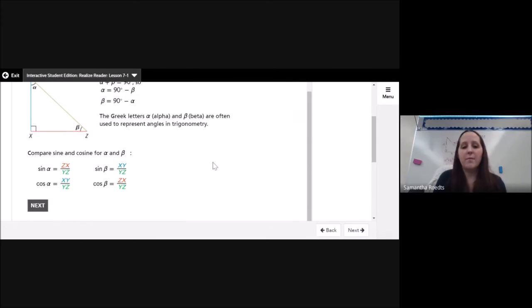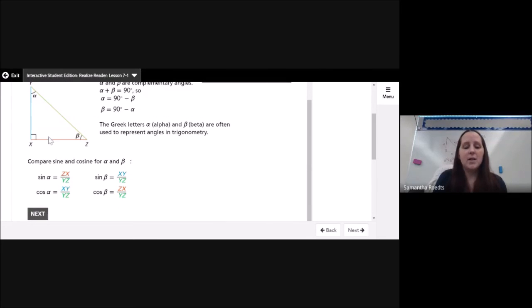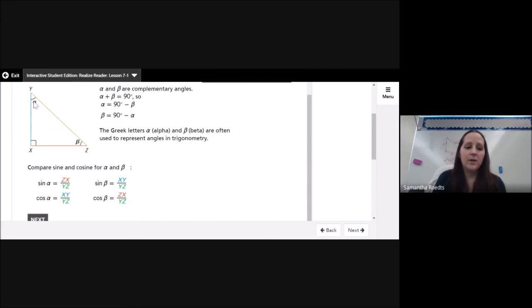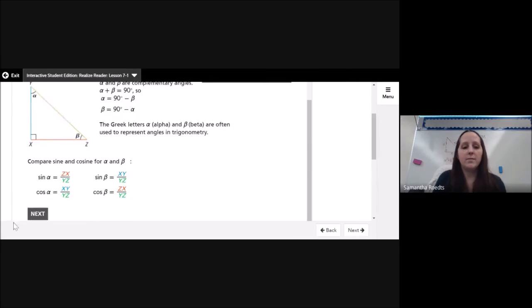Compare sine and cosine for alpha and beta. Sine of alpha equals zx over yz, where the cosine of beta equals zx over yz. Cosine of alpha equals xy over yz, and the sine of beta equals xy over yz. So you can see that they're switched. So for alpha, sine is opposite over hypotenuse, cosine is adjacent over hypotenuse, whereas for beta, I have opposite over hypotenuse or adjacent over hypotenuse.